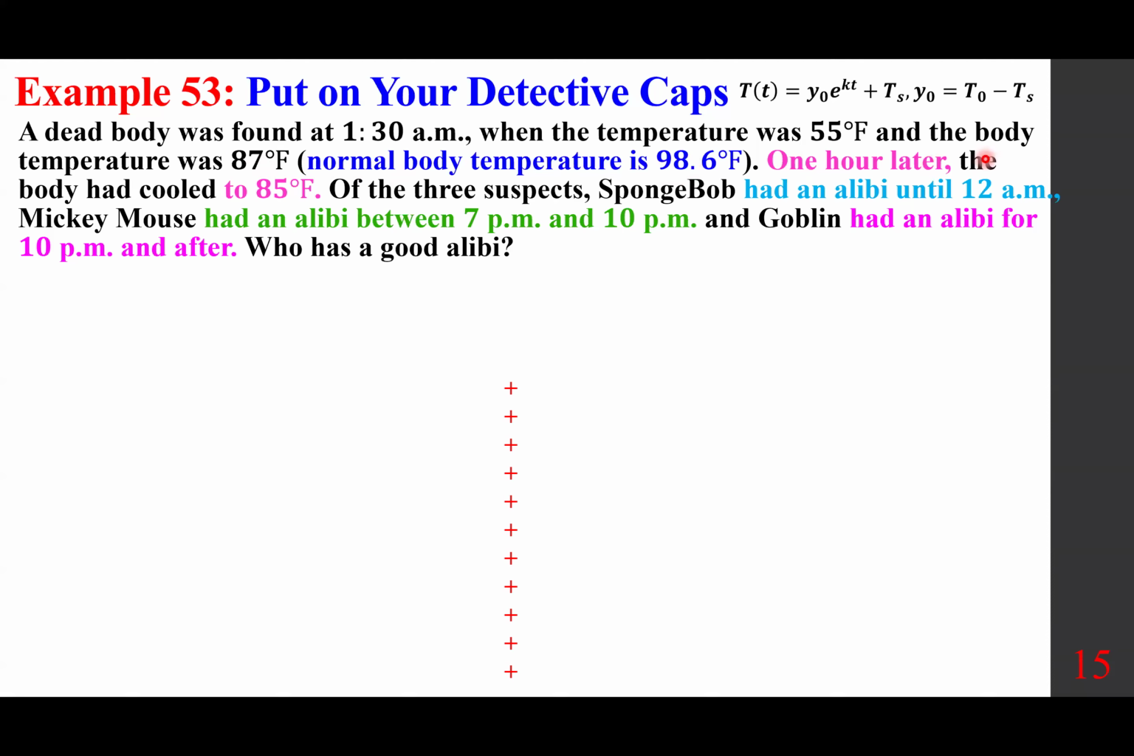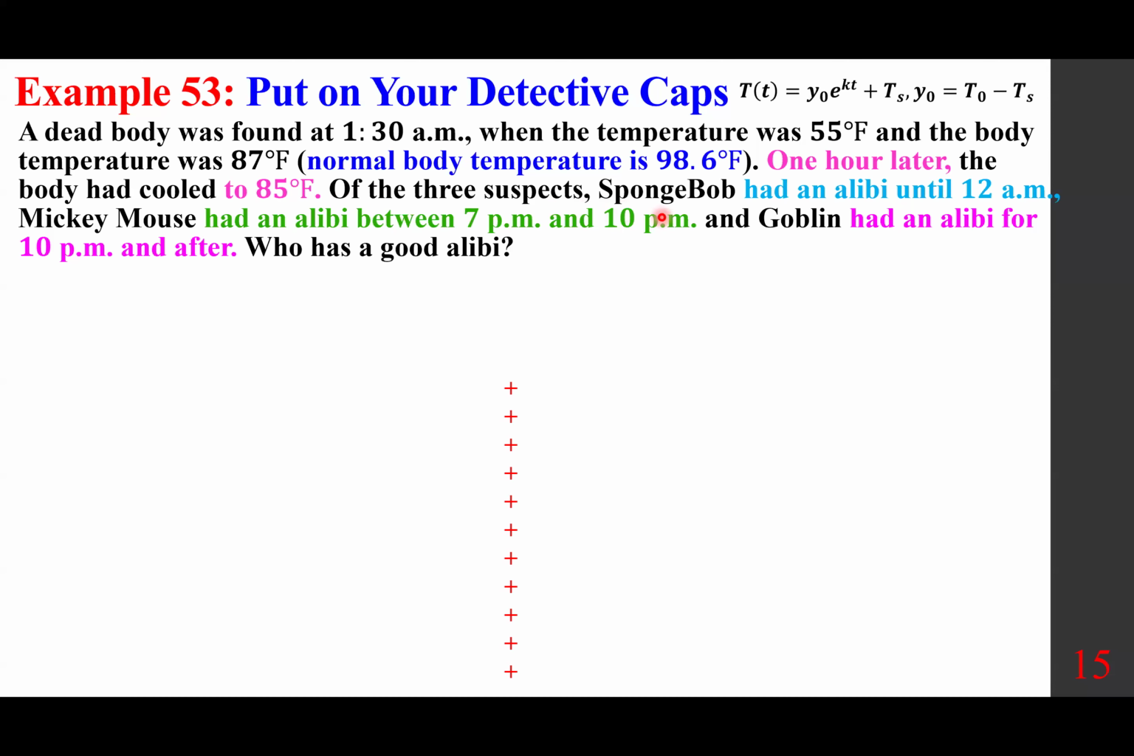1 hour later, the body had cooled down to 85. So from 87, now that's what they do. As soon as they find the body, they take the temperature and then they wait some time and then they do it again. And that will give them a chance to use, for example, Newton's law of cooling to figure out the time of death.